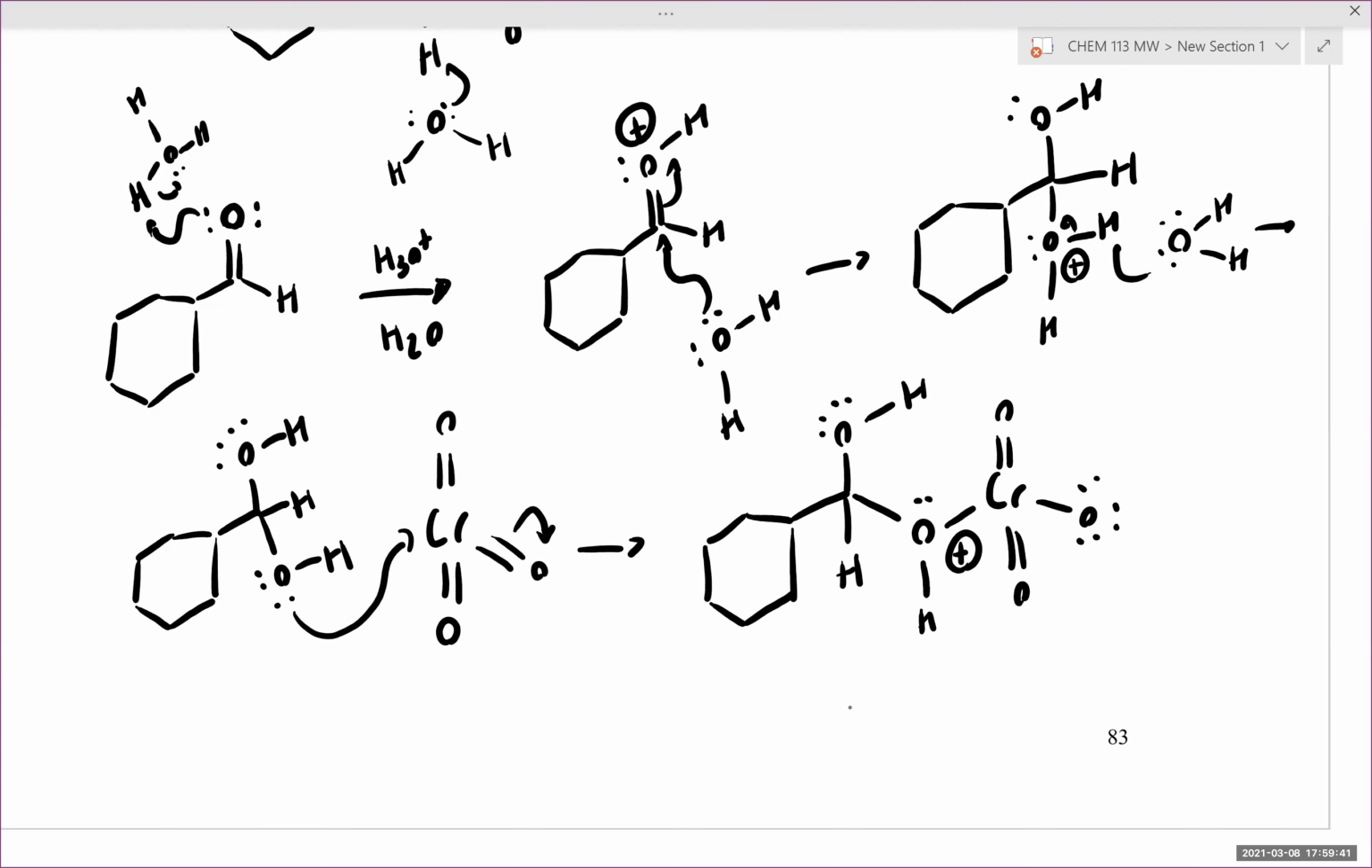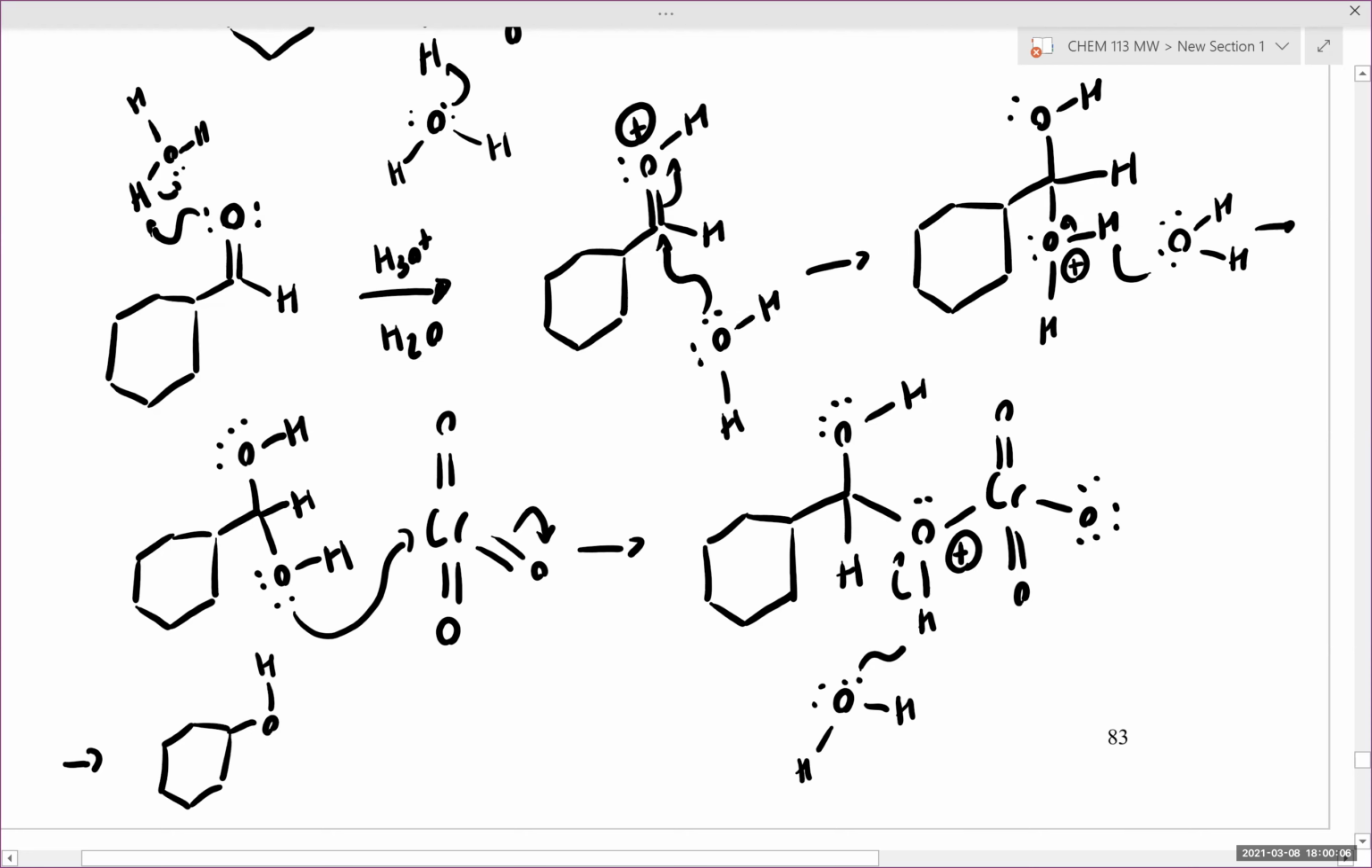So we have a little bit of water floating around, right? We have water in this aqueous acidic solution. And exactly right, water can abstract a proton. Okay, perfect. So that in turn gives us the following intermediate.